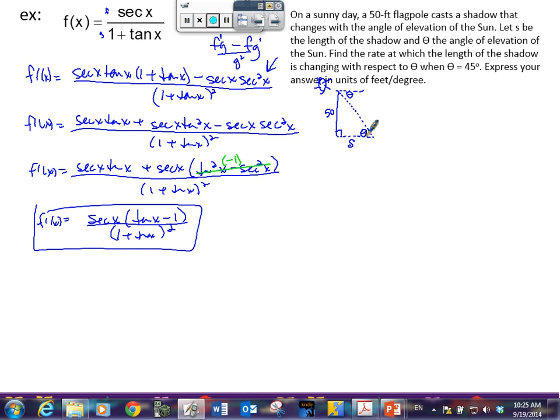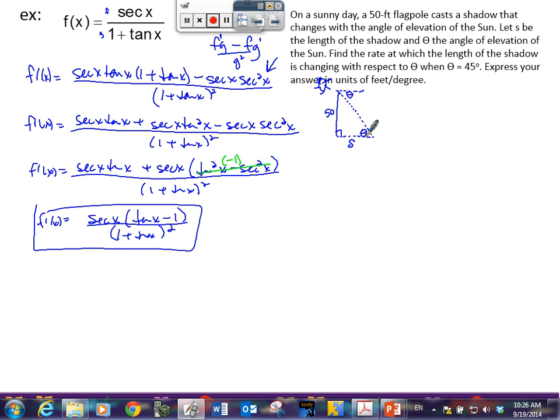All right, so find the rate. What does rate mean to us in calculus? Slope, which is derivative. It means a derivative. It's asking us to find a derivative. Find the rate at which the length of the shadow is changing with respect to theta. So I need to write an equation with length S and theta in it. That's what it says. I have to write an equation with S and theta in it.